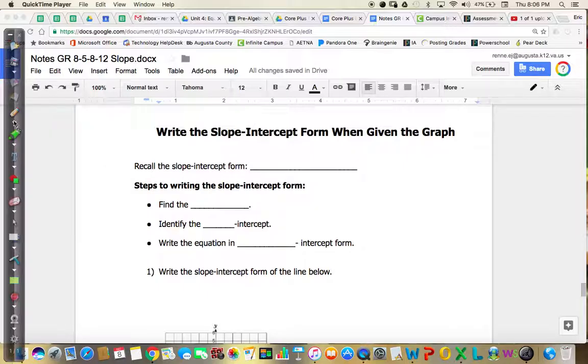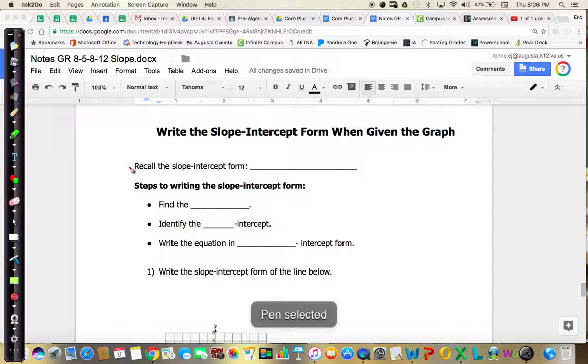So if you recall from our previous unit, we had an equation and we used the slope and the y-intercept to make the graph. Now we're going to look at the graph, find the slope and the y-intercept, and write the slope-intercept form. So we have to recall the slope-intercept form. So y equals mx plus b, where m is the slope and b is the y-intercept.